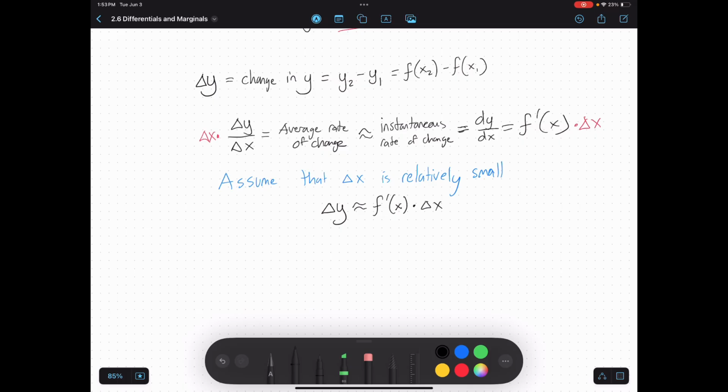That's where differentials become very helpful: using them to approximate values in a way that requires less computation power, because sometimes finding the derivative and plugging the value into the derivative takes less computation than finding the actual change in y. That takes care of our concept video.